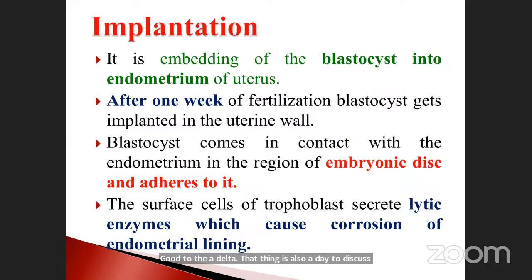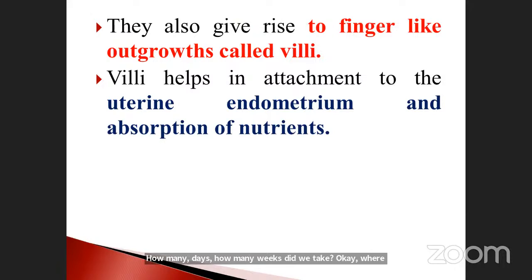Where it attaches, and after that, what happened? The finger-like projection is also an outgrowth, called villi. What is the main function of villi? Villi help in the attachment to the uterine endometrium and in the absorption of nutrition. There is a gap between the uterus and the egg, but these two are united by the villi. There is a bridge between the uterine endometrium and the egg.